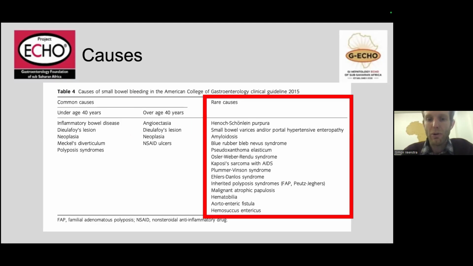There's also a whole host of rare causes, from vasculitides, small bowel varices, to hereditary things like blue rubber bleb nevus syndrome and hereditary hemorrhagic telangiectasia, and then other conditions like hematobilia and aortoenteric fistulas as well, to name a few.